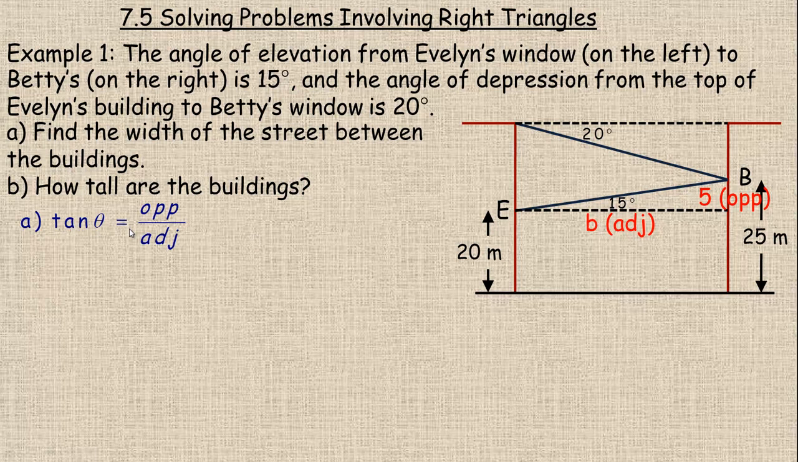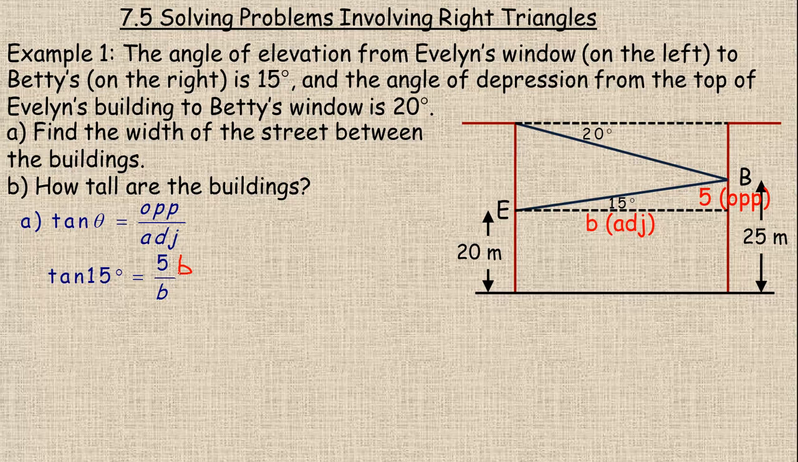And so for A, I would write tan is opposite over adjacent. So filling in what we know, the angle is 15 degrees. The opposite side is the 5. And B, the distance between the buildings, is the adjacent side. Now, I'm trying to solve for B here, so I need to rearrange. So this is what it would look like.